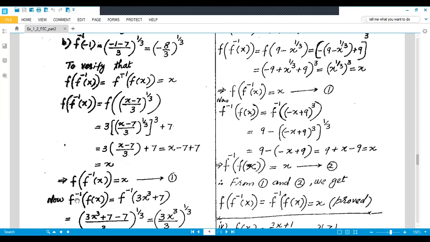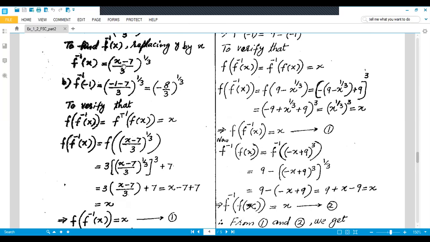Now the right hand side, f inverse into f of x. It means that in the inverse function, where you find x, you put the value of f of x.